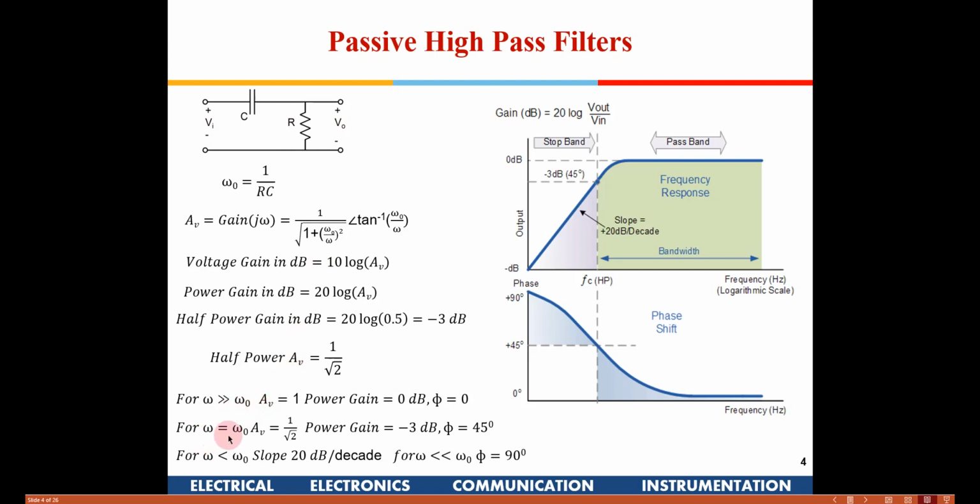What happens when omega is equal to omega 0? How did we define omega 0? Omega 0 is 1 by RC. So that is one particular frequency, depending on the values of R and C. Now if I put omega equal to omega 0, this will become 1. 1 plus 1 will be 2, so 1 by root 2, that means the magnitude will become 1 by root 2, and hence the power will become a half.